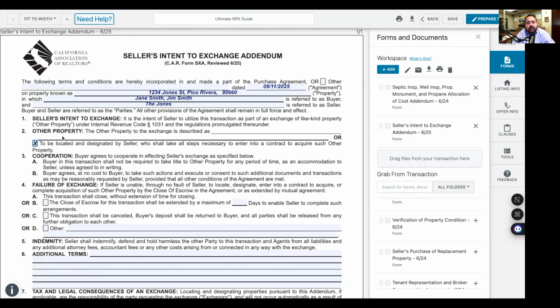But here are your options if you can't exchange. And by default, the option is this transaction shall close without extension of time for closing. So they're just saying, if I can't find something to exchange into, I'm agreeing to just go ahead and sell it to you anyway.